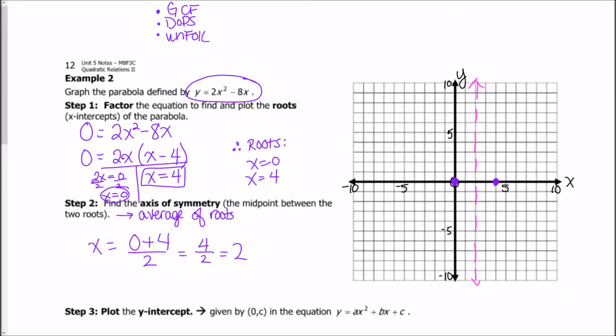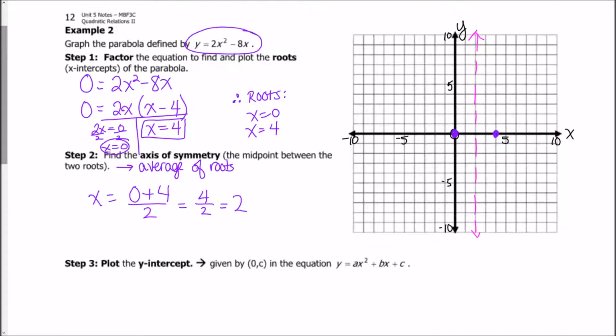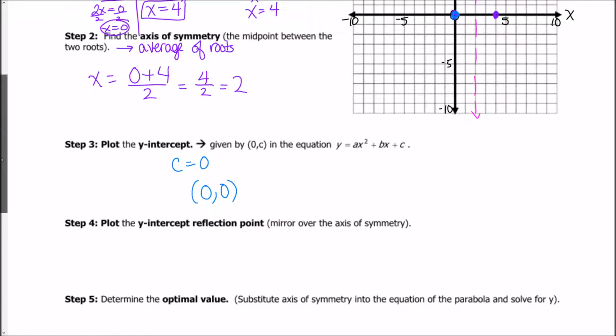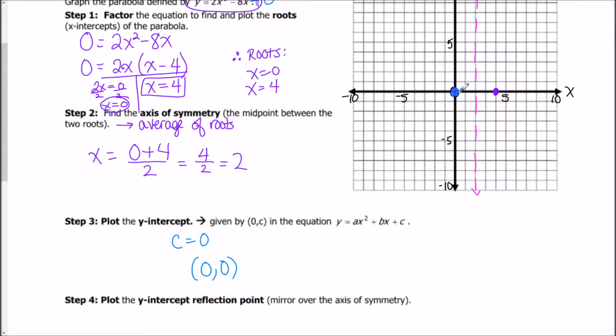All right, now we need to plot the y-intercept, and the y-intercept happens at C. If you notice here, nothing is being added on. This is plus 0, so C equals 0, so my y-intercept is at 0, 0. My y-intercept is already there. Now we need to plot the y-intercept reflection point. It's 2 steps to the axis of symmetry, so 2 more steps, but it's where the root is, which should make sense because the axis of symmetry is halfway in between anyways.